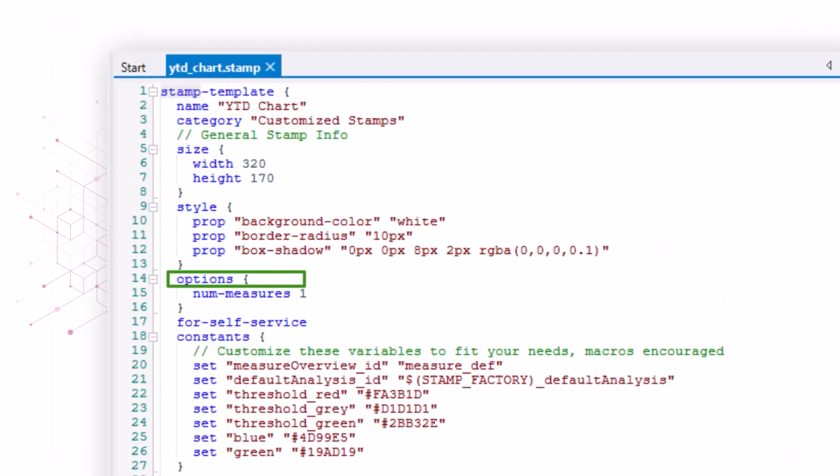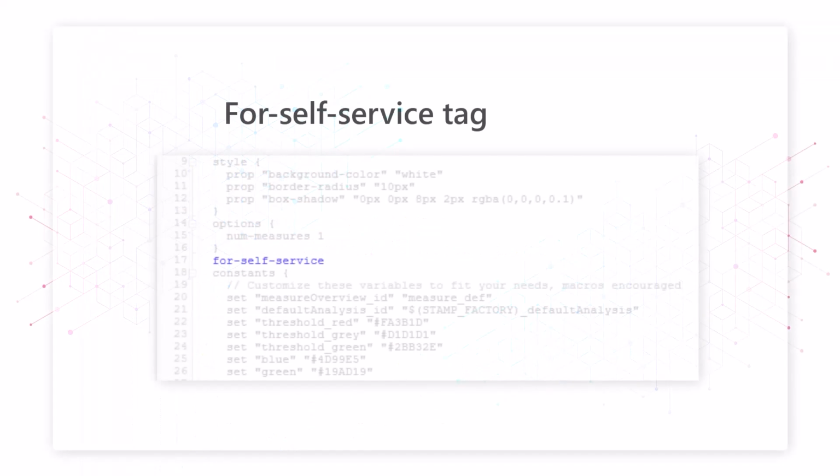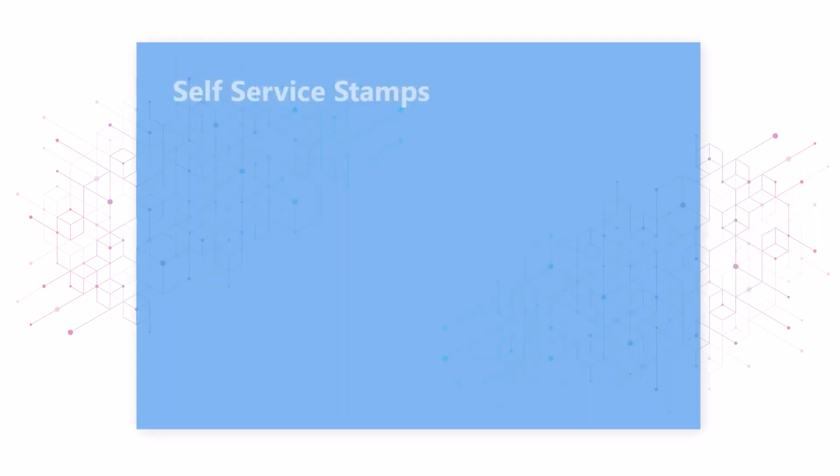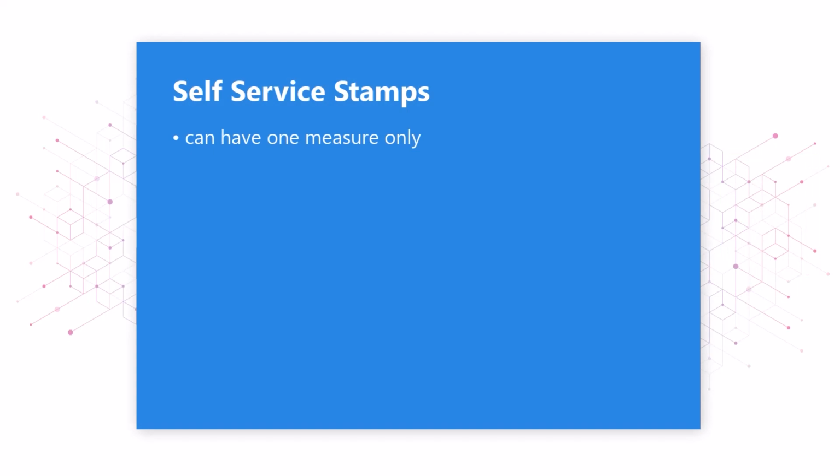The options tag is the tag that ordinarily follows the style tag in a stamp file. But first, let's talk about the for self-service tag, and then we'll come back to options. The self-service tag indicates the stamp can be used on self-service pages. If this tag is present in a stamp, the stamp will be available within the self-service page in DivePort. If this tag is not present, the stamp will not be listed as an available option. One thing to note is that self-service stamps can have one measure only. They cannot have dimensions or any other options.